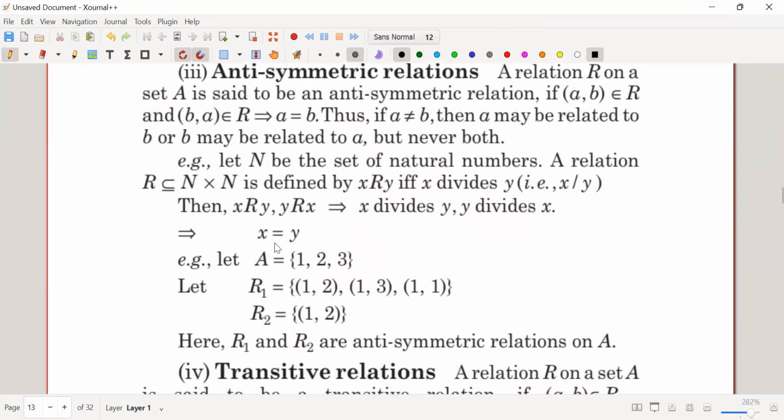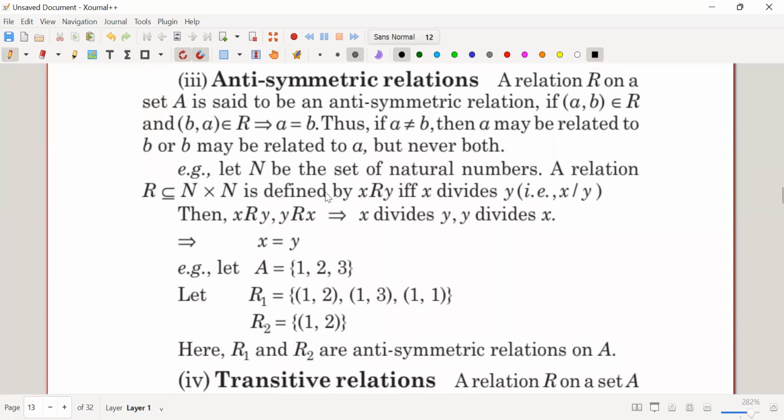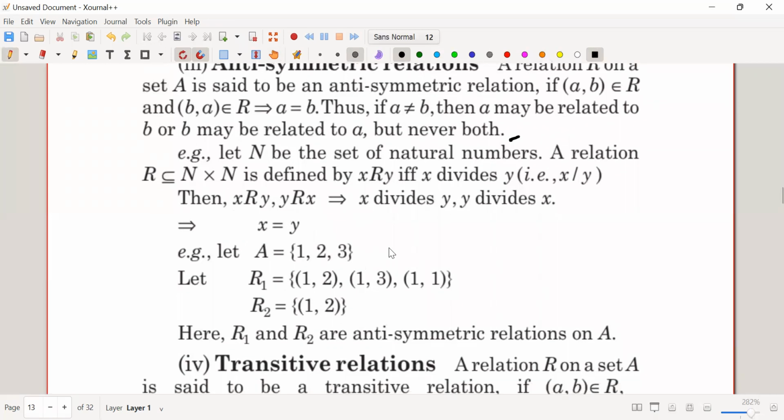What is antisymmetric and symmetric? No idea. Okay, read it through. A relation R on a set A is said to be antisymmetric if (A, B) is an element of R and (B, A) is an element of R, then A equals B. Thus, if A is not equal to B, then A may be related to B or B may be related to A, but never both.